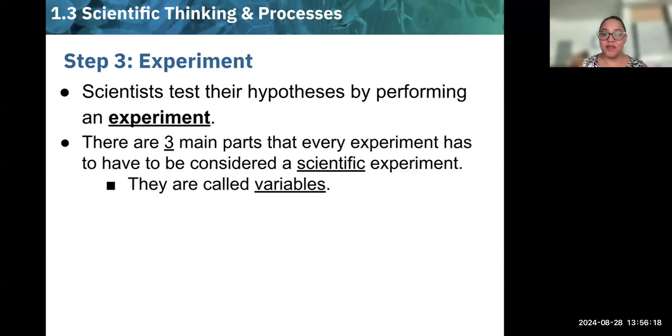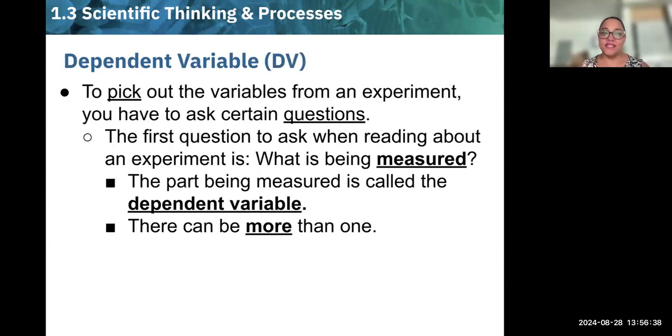Step 3. So scientists test their hypotheses by performing an experiment. Now, to be an official scientific experiment, there are 3 parts that every science experiment has to have. We call those parts variables. The dependent variable. So to pick out the variables from an experiment, you have to ask certain questions.